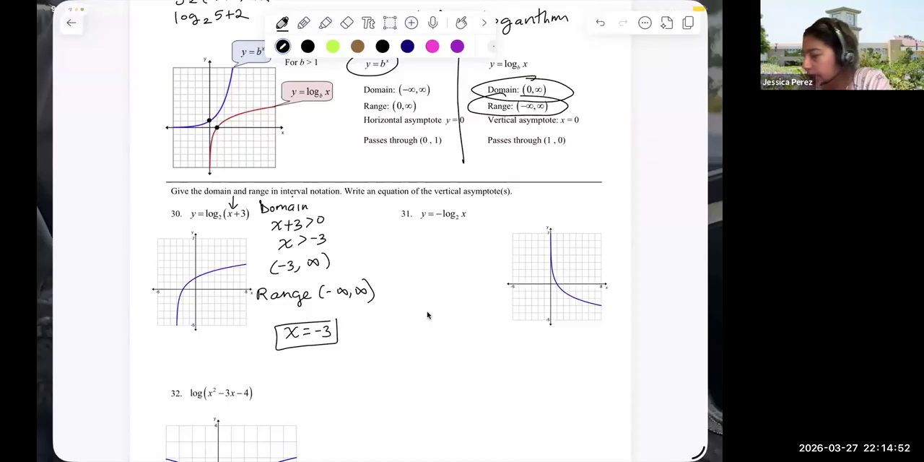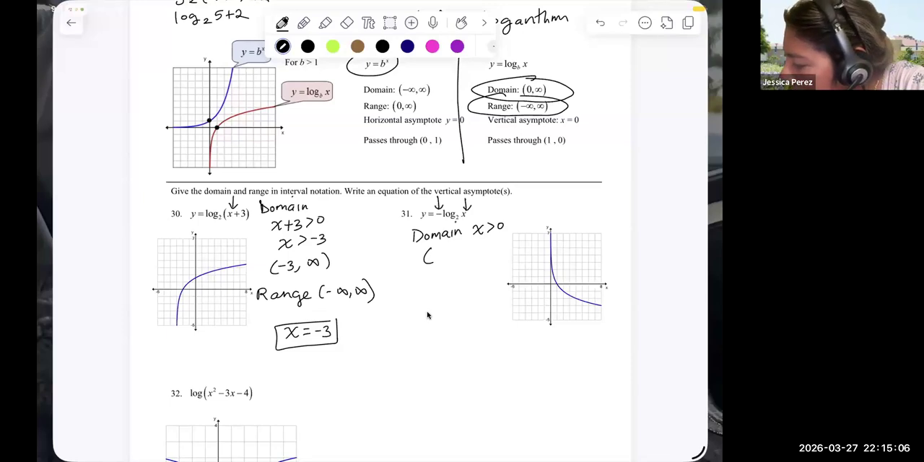Now let's look at the following. Now the negative on the outside does not affect my domain here. So the domain is, I look at the inside, which is this x. So x has to be strictly greater than 0. So that's going to be 0 to infinity without the 0. The range is all real numbers for a log.